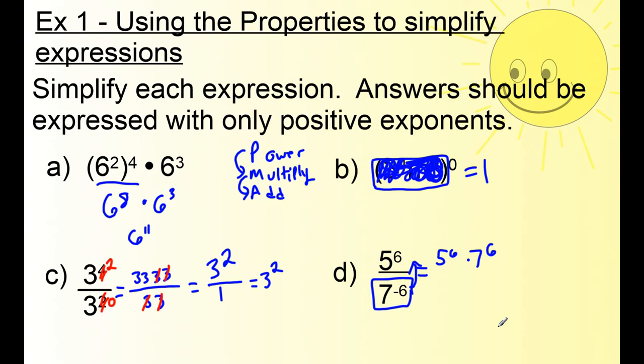Those do not have the same base. They don't have the same number on the bottom. That's a 5 and that's a 7. So I'm done.